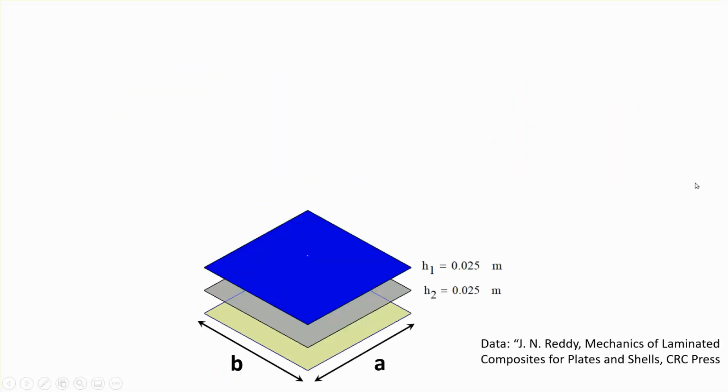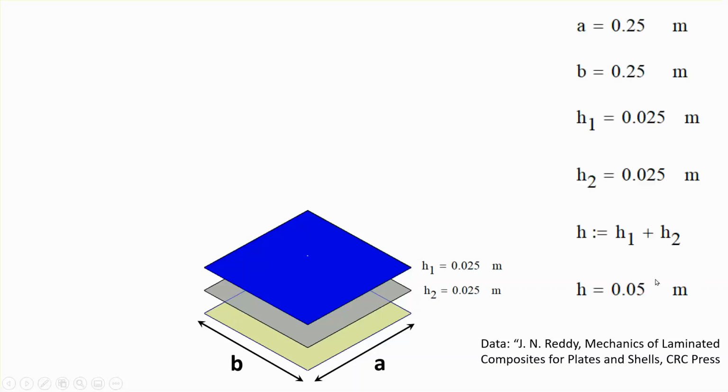Now, why I took this particular problem is that in Reddy's book, this problem is presented and solved in its entirety, and there are some results there that I want to compare against. Now, the overall geometry is 25 centimeter by 25 centimeter, and the total thickness of the laminate is 5 centimeter.